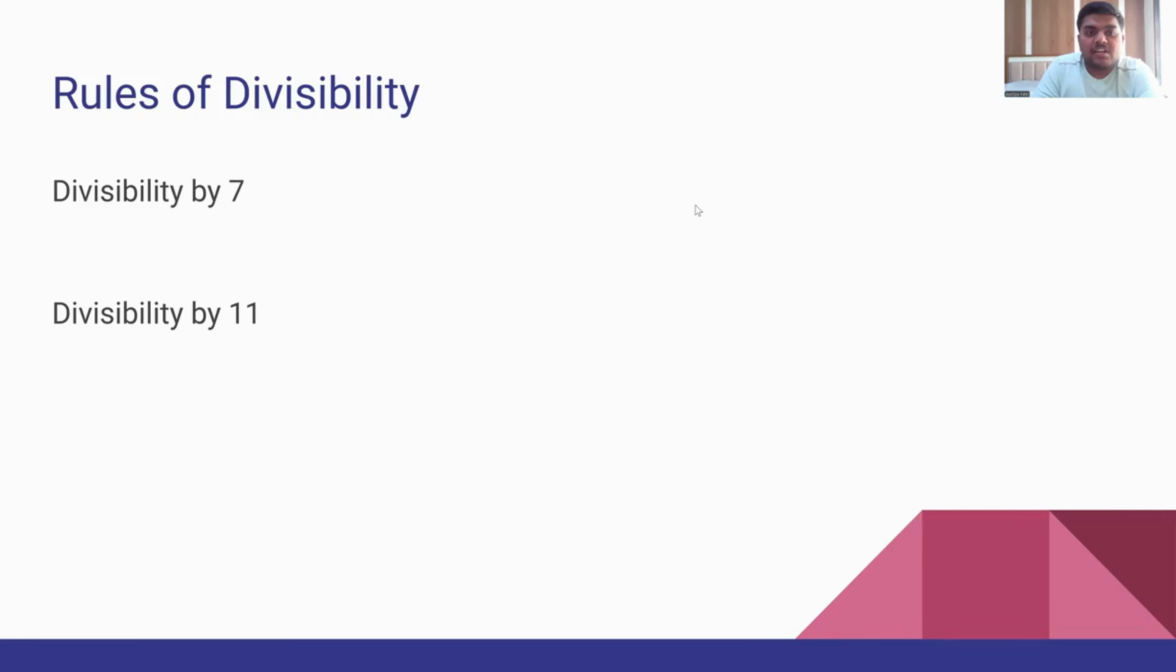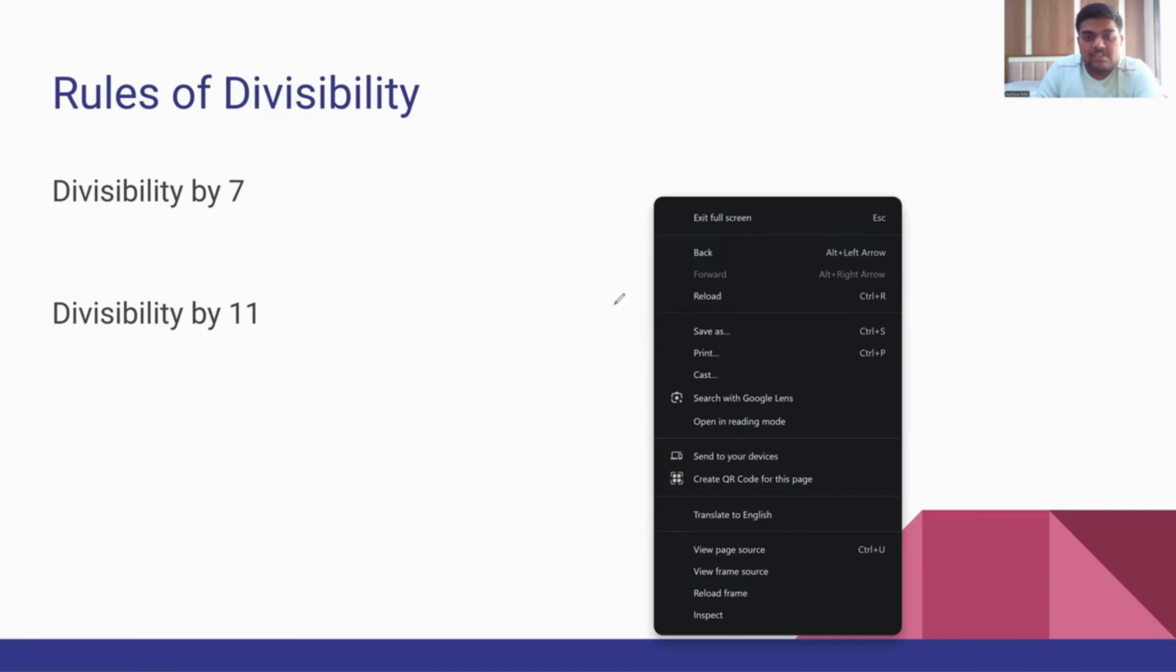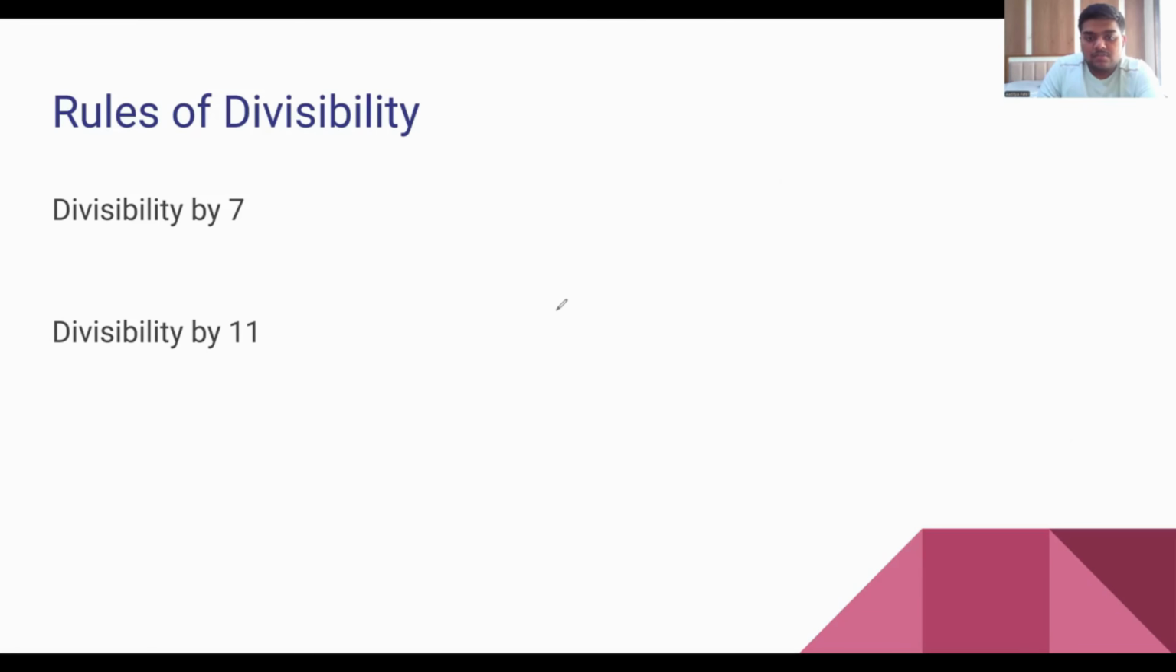For checking the divisibility by 11, what we will simply do is add the alternate terms. For example, the alternate terms are 2 and 2. So 2 plus 2 is 4, and 3, 1, 1. It is 5. 5 minus 4 is 1.